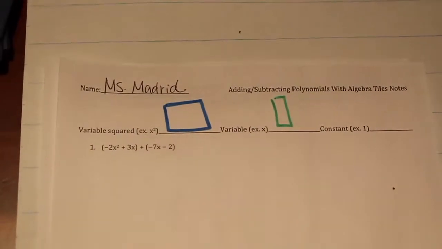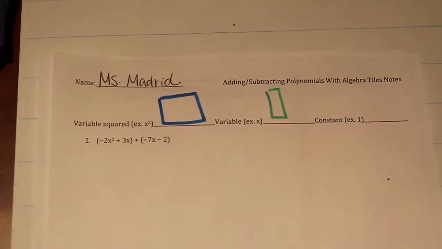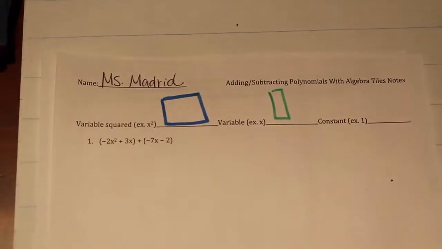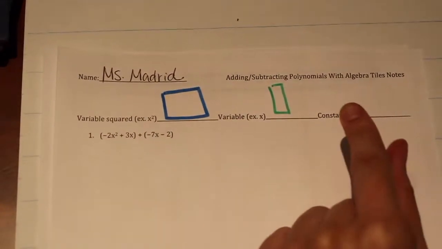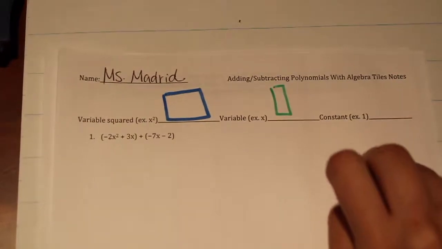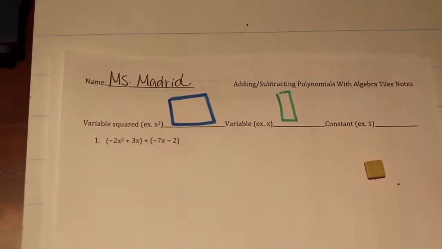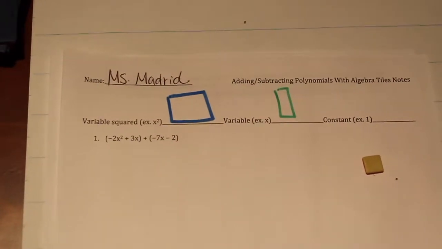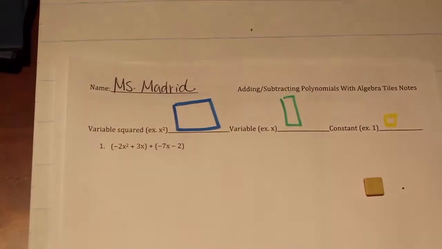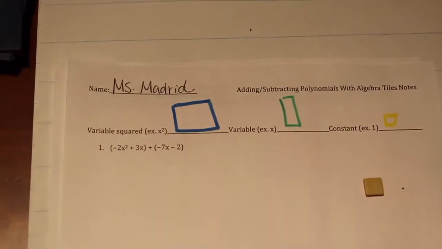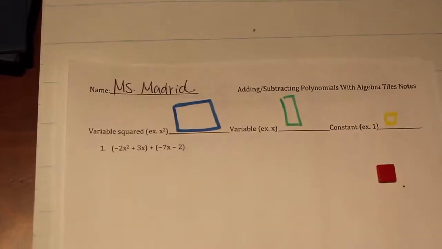There may be a constant. Remember, these are the numbers with no variable. For example, 1. For 1, we will use this algebra tile. So let's draw it in our notes. If you flip it over, the red represents a negative 1.